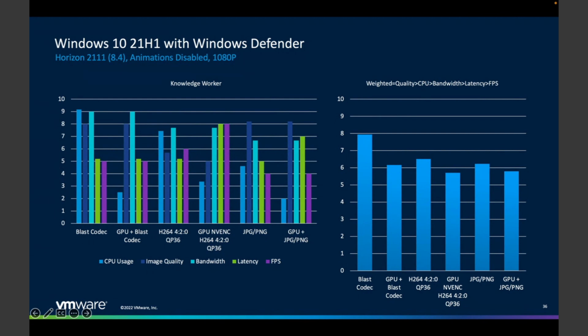Now, if we're doing any kind of 3D or CAD, then you can basically flip that whole chart, because then the FPS matters most. Then you will see that the BLAST H.264 codec comes to the top. If you're doing anything medical and you absolutely need lossless, then PNG is the most important one. So that's how you make a choice.